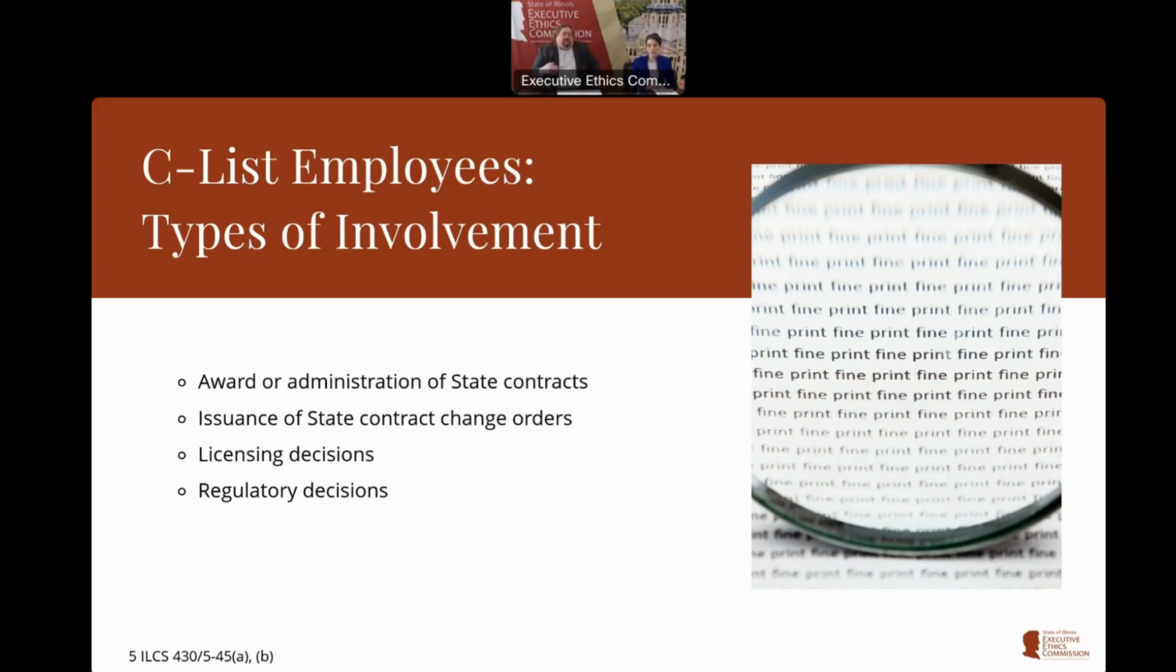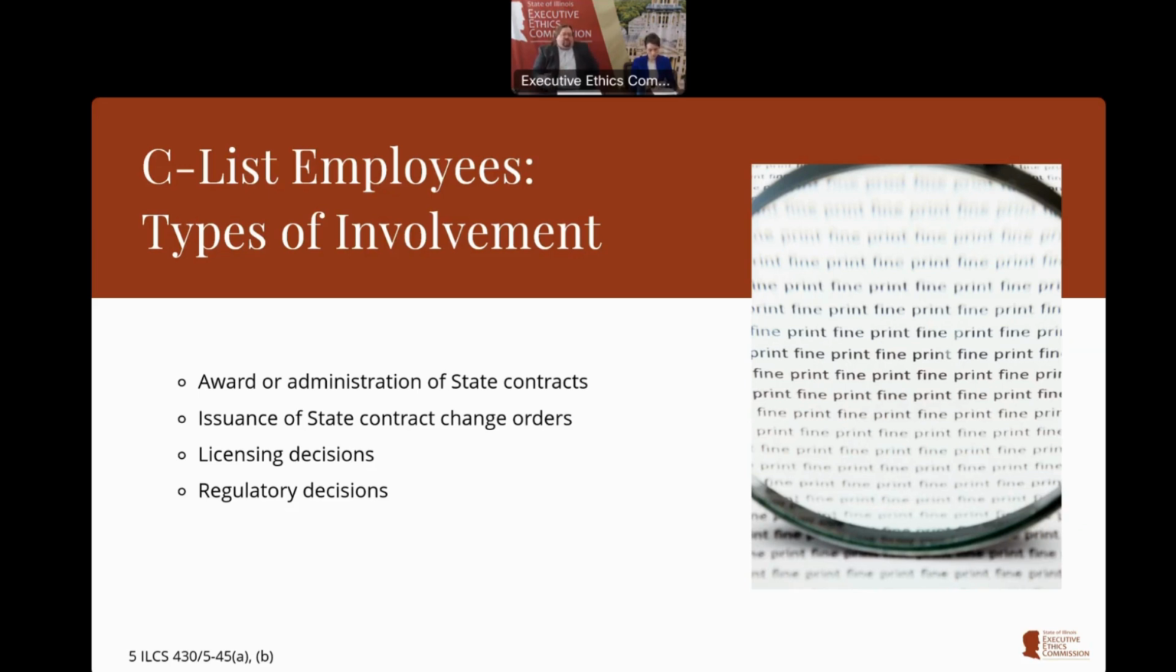Additionally, if you're involved in issuance of state contract change orders, usually in excess of $25,000, where the trigger is in cumulative value, but the state contract change orders, for those of you that may not be as familiar with the procurement area, those are significant changes to the contractual activities that are occurring. So if you're involved in oversight of that, you may land on the C list as well. And as Barbara mentioned earlier, licensing decisions and regulatory decisions also.